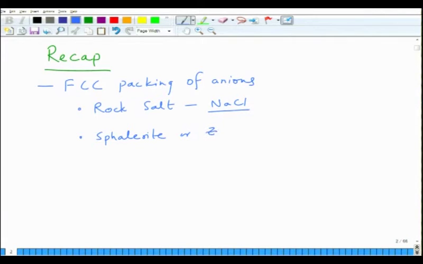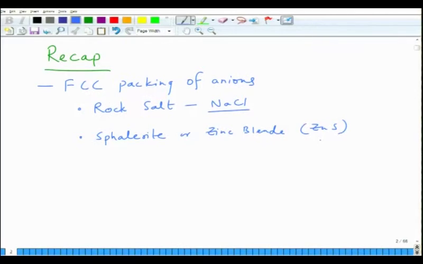The second structure that we looked at was sphalerite or zinc blende structure, which is based on zinc sulfide. Again sulfur makes an FCC lattice and zinc occupies the tetrahedral sites. Since an FCC lattice has 8 tetrahedral sites, that is 2 per ion, only half of the tetrahedral sites are filled. So you can consider both NaCl and zinc sulfide as if there are 2 interpenetrating FCC lattices.